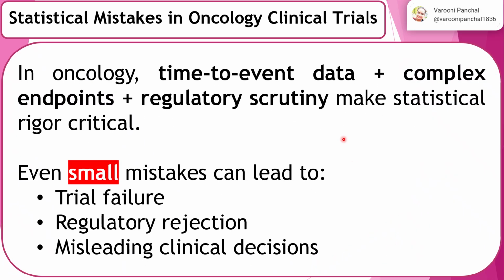In oncology, time-to-event data plus complex endpoints plus regulatory scrutiny makes statistical rigor critical. Even very small mistakes can lead to trial failure, regulatory rejection by the US FDA or other multi-country specific agencies, and it can also mislead clinical decisions. All of this always impacts the human patients involved, and these mistakes can even cost billions of dollars. You're investing so much money in one clinical trial to get that molecule launched in the market.